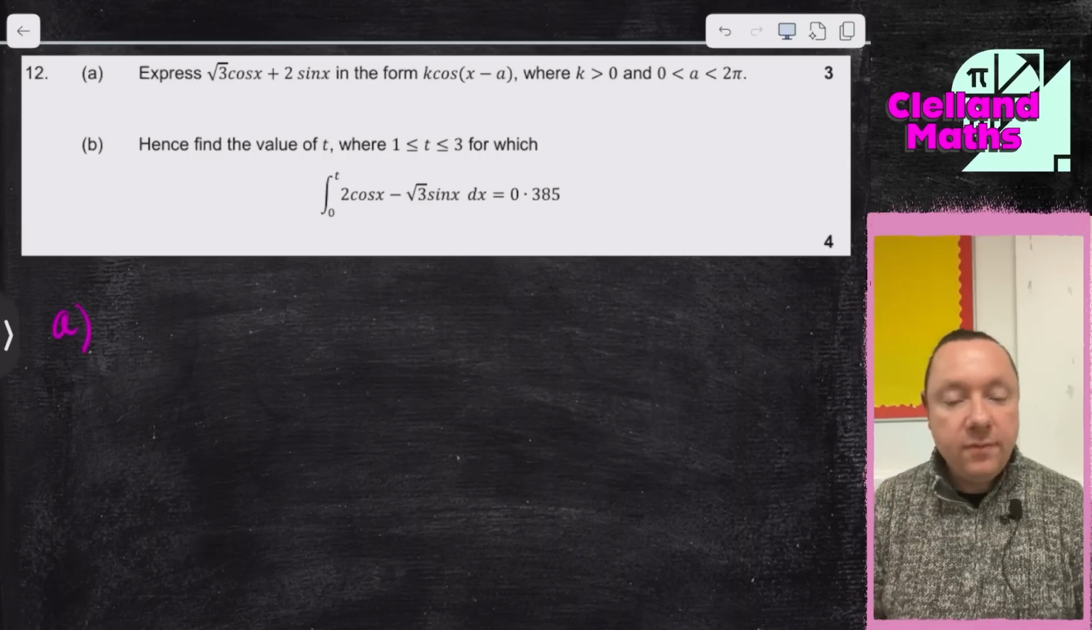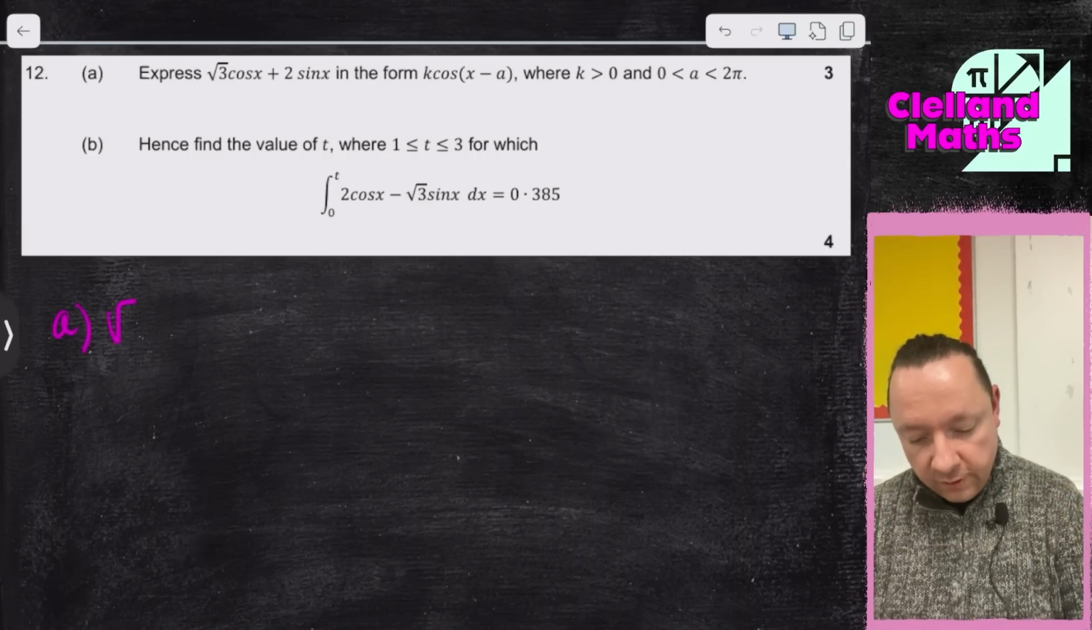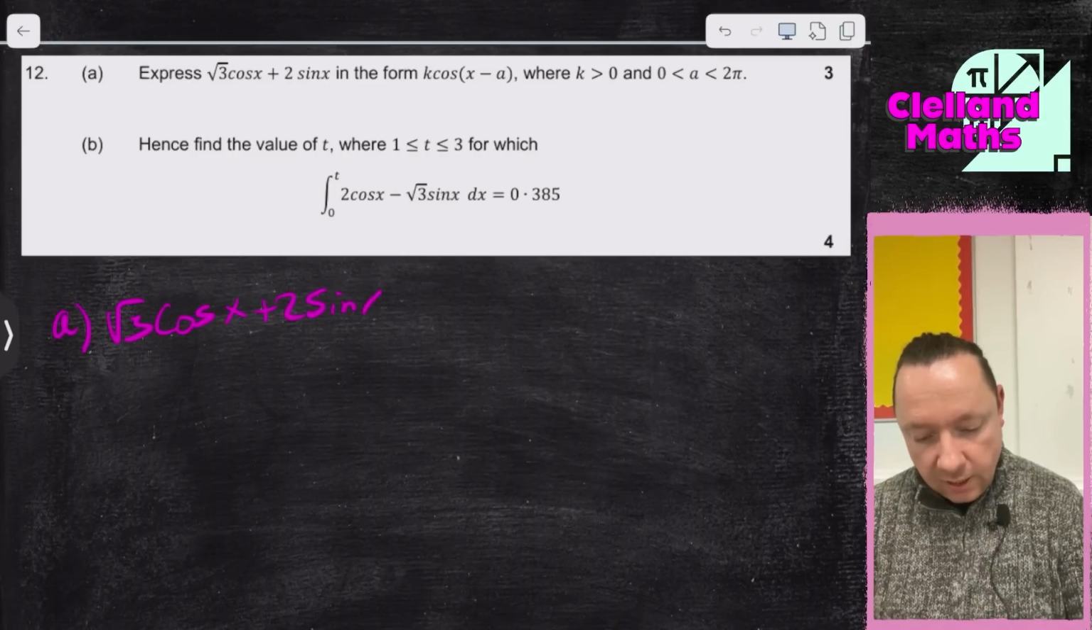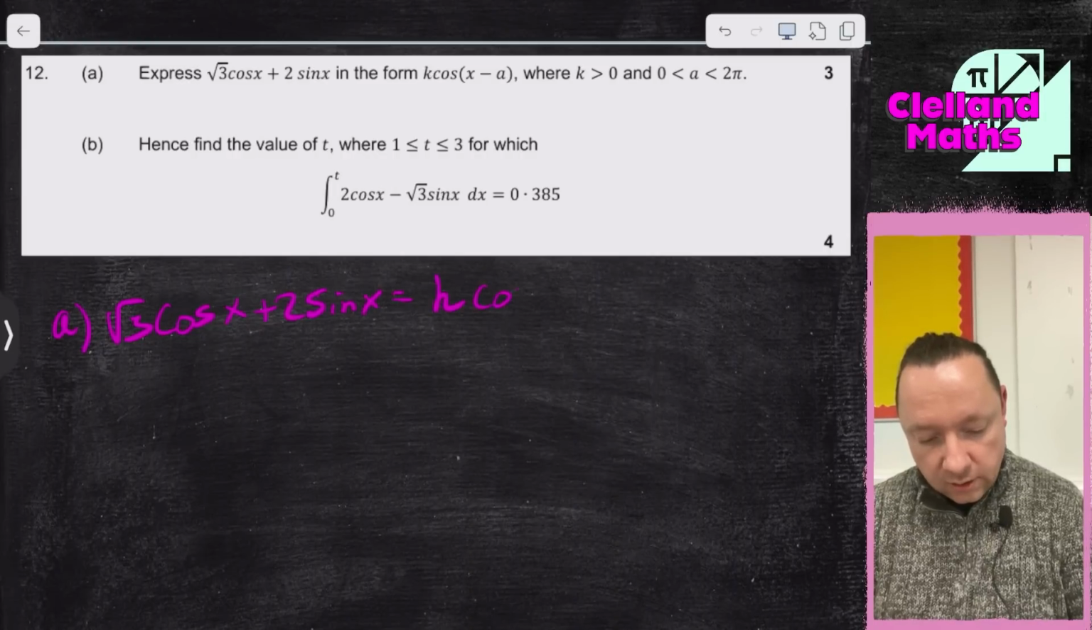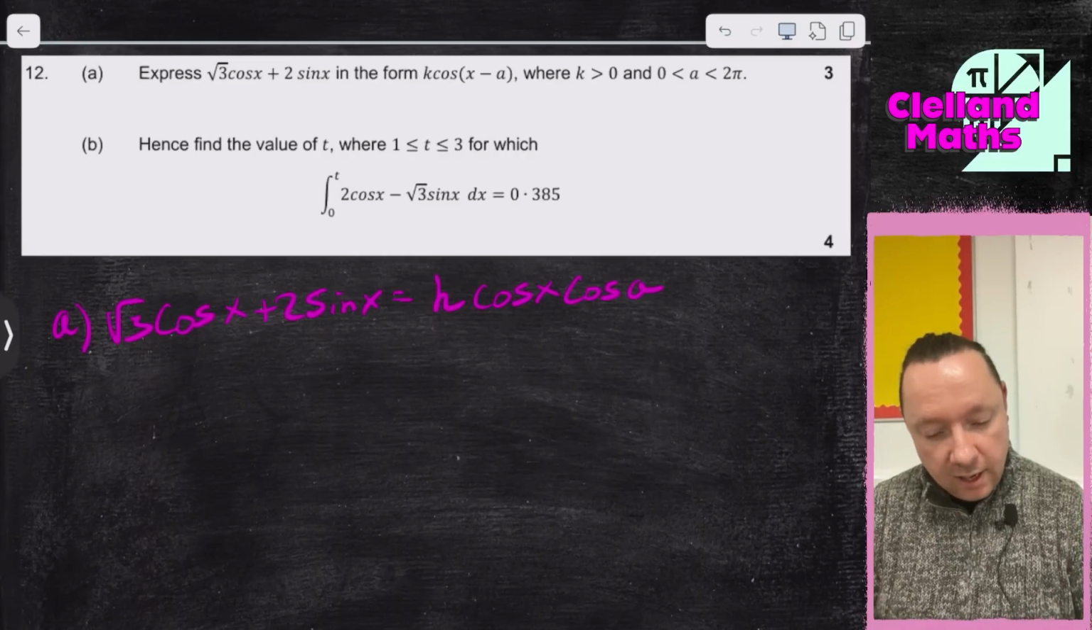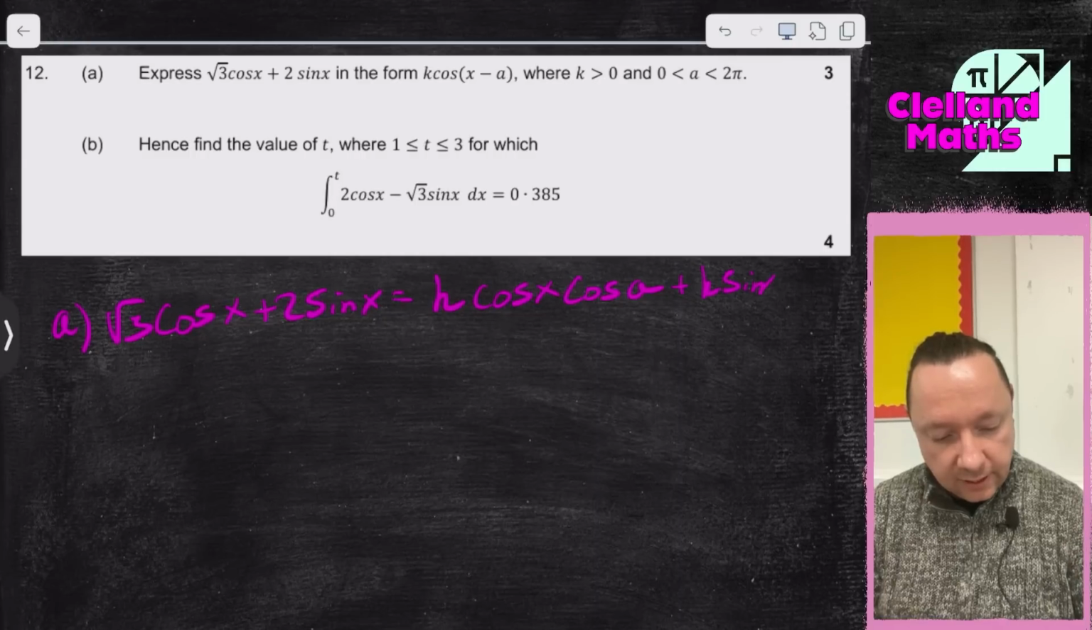Let's do part A, which is the wave function. So we've got root 3 cos x plus 2 sin x equals k cos x cos a, start of the exam paper, and then the sign changes on the cos one, so plus k sin x sin a.